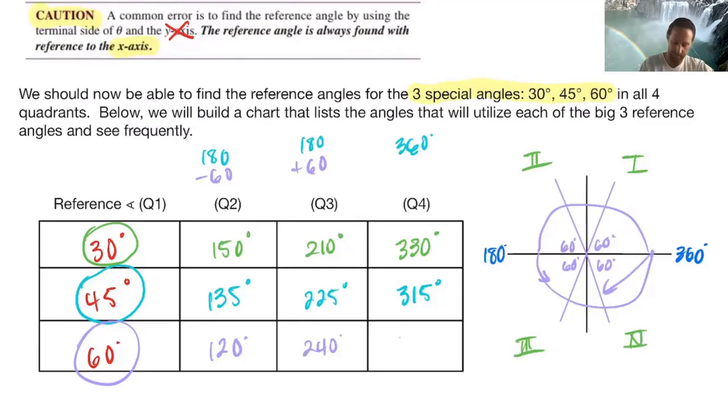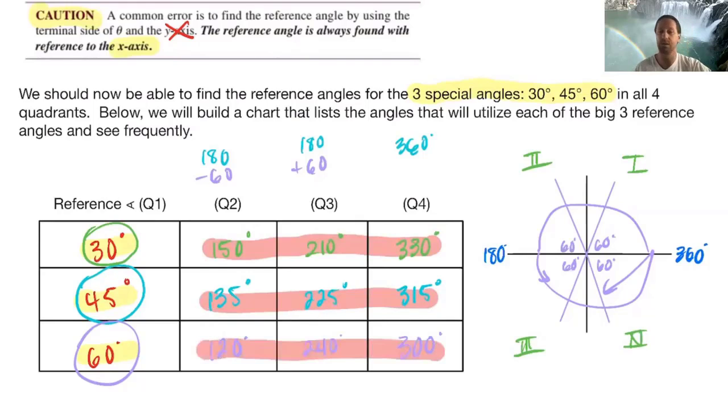Easiest one here, 300 degrees for all you Spartans out there. All right. Pretty simple stuff. The only reason I even gave you these is because now, instead of only seeing the 30, the 45, and the 60, we're also going to start seeing these other forms of our 30-degree angle in different quadrants, our 45-degree angle in different quadrants, and even our 60-degree angle in any of our other 3 quadrants.